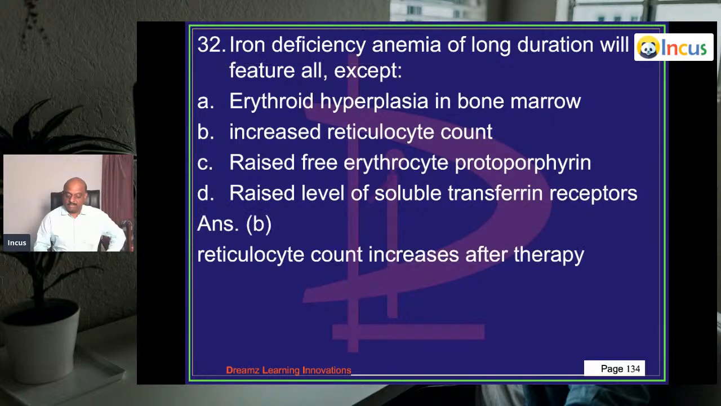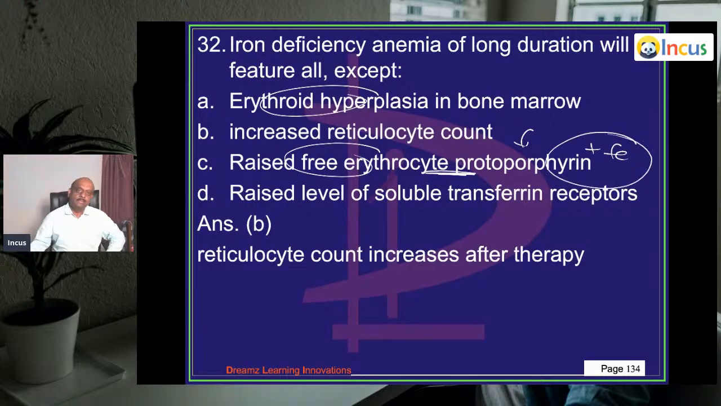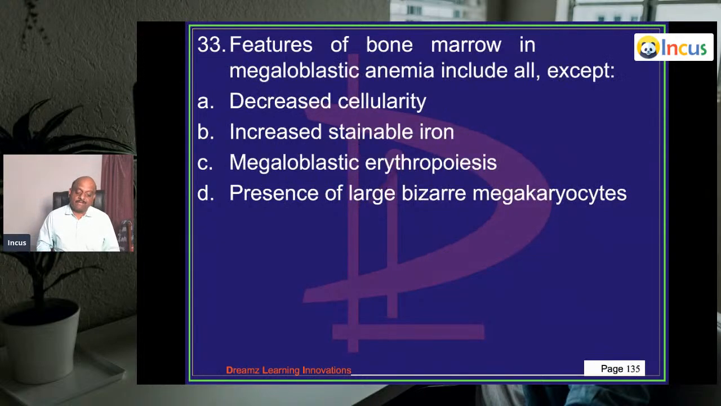Iron deficiency. In long term, what does it lead to? It leads to erythroid hyperplasia, raised free erythrocyte protoporphyrin. Because protoporphyrin, if it gets married to iron, will become heme. If iron is not there, then erythrocyte protoporphyrin levels will increase. Similarly, iron deficiency will increase the soluble transferrin receptors. So they are all the telltale features of iron deficiency.